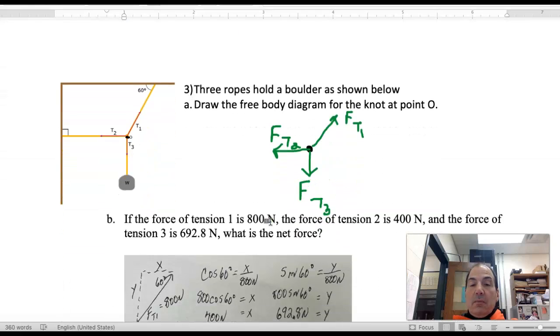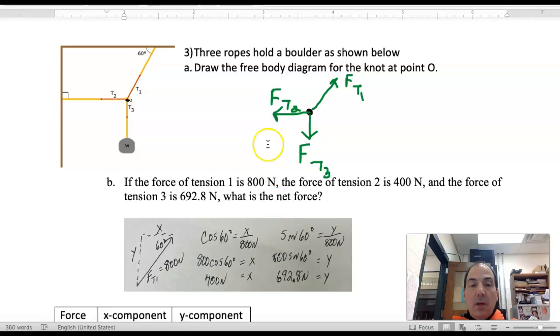All right. Number 3. We're looking at this little knot right here where it says 0.0, and we're drawing the free body diagram. So we're told that tension 2 is pulling it to the left. If you want to call it T2 still, that's fine. Usually we say FT, the tension force. FT1 is going along this angle here, and FT3 is going down.